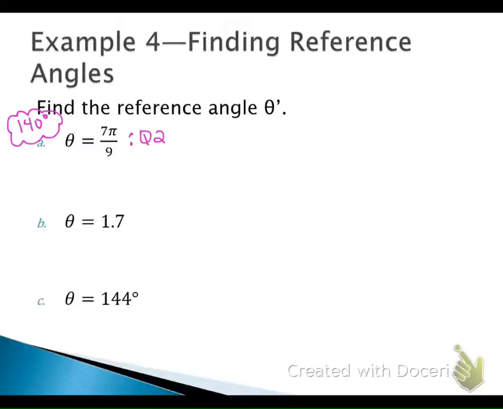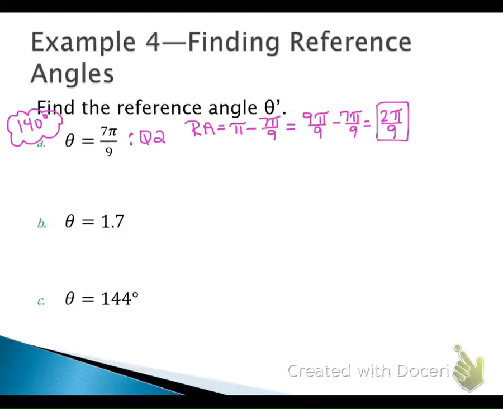And so using our previous notes there, we know how to find our reference angle. Because this is in radians, I'm going to do this in radians. So it's going to be pi minus our angle. Well, find that common denominator. So 9 pi over 9 minus 7 pi over 9. Subtract it, and we find that our reference angle is 2 pi over 9. That's all I want is the reference angle right now.